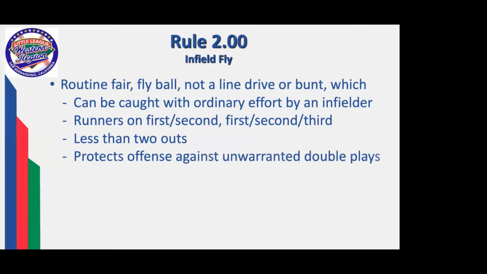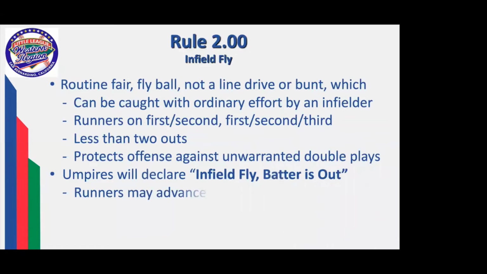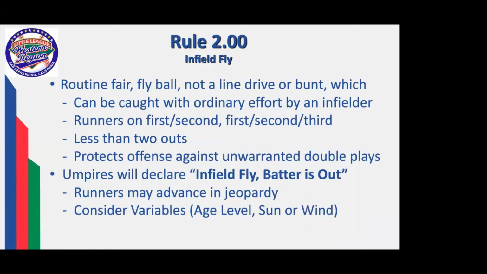We do this call only with runners on first and second or bases loaded with less than 2 outs. What this does, it protects the offense against an unwarranted double play by the defense, who simply might let a routine catch drop to the ground and then quickly get a double or even a triple play in that situation. Umpires declare infield fly, the batter is out. Remember, however, an infield fly is just like any other fly ball. The ball is going to remain live on the infield fly. The runners may advance in jeopardy.